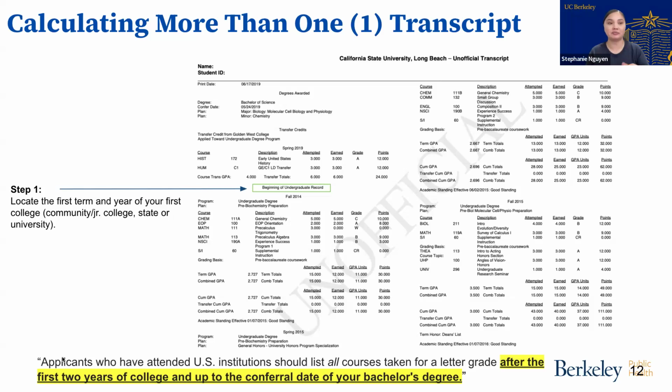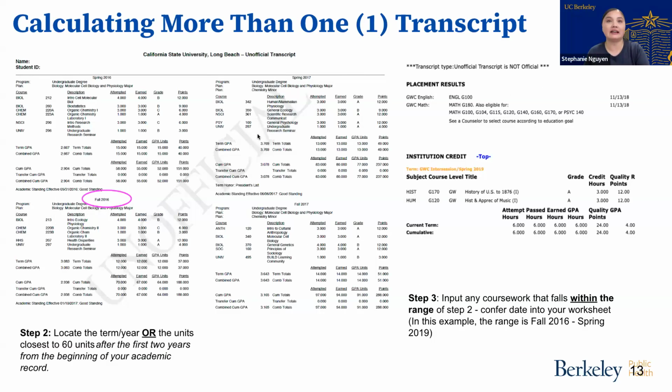So it's the same process. We're not going to step away from this process. We're going to use this option here after the first 2 years of college, because they were a full-time student. So the second thing that we'll want to do is take a look at the term or year of the units closest to the 60 units after the first 2 years beginning of your academic record.